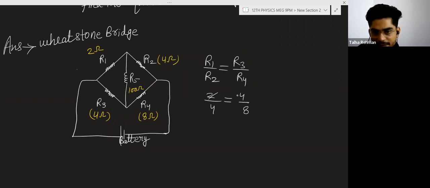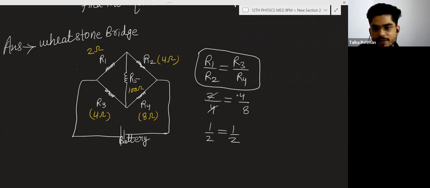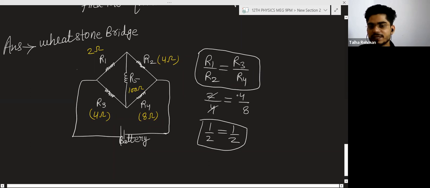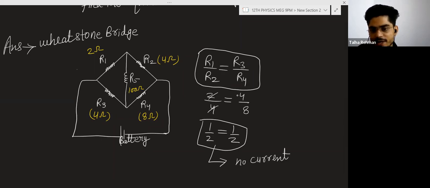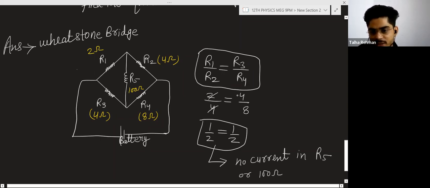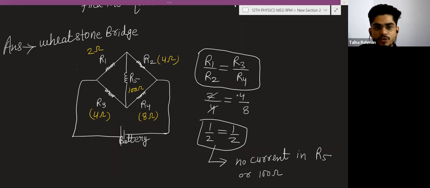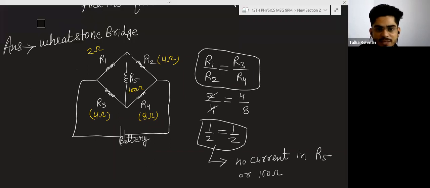Now divide, this will become 1 by 2. This will also become 1 by 2. So you can say R1 divided by R2 is equal to R3 divided by R4. Both are equal. So if this condition is valid, you can say there is no current in R5, the 100 ohm resistance. If there is no current, you can just remove this resistance from here.